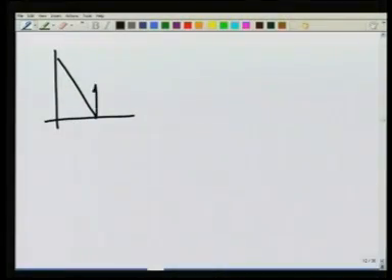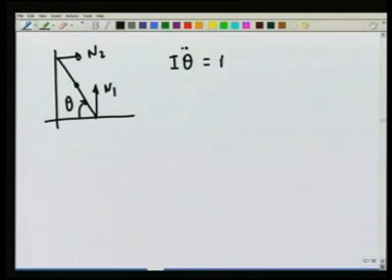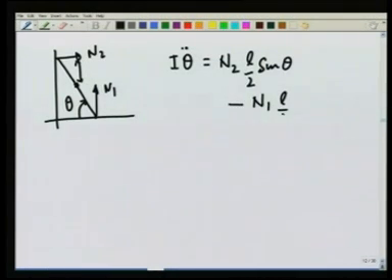For the rotational motion, n1, n2, since we are taking theta like this, we will write the equation that way. I am going to have I theta double dot about the center of mass equal to n2 times this distance, which is L over 2 sine theta, minus n1 L over 2 cosine of theta. This is my equation number 3.